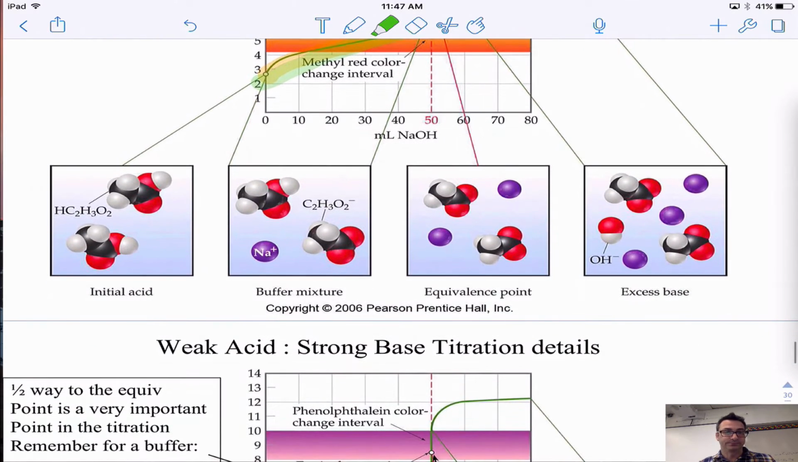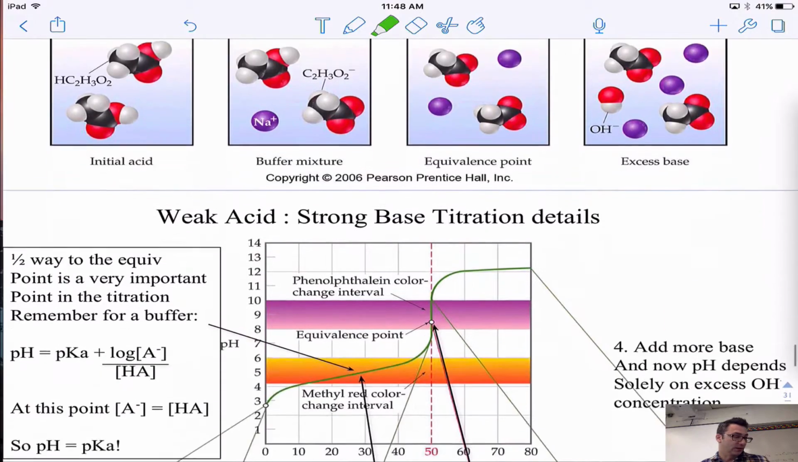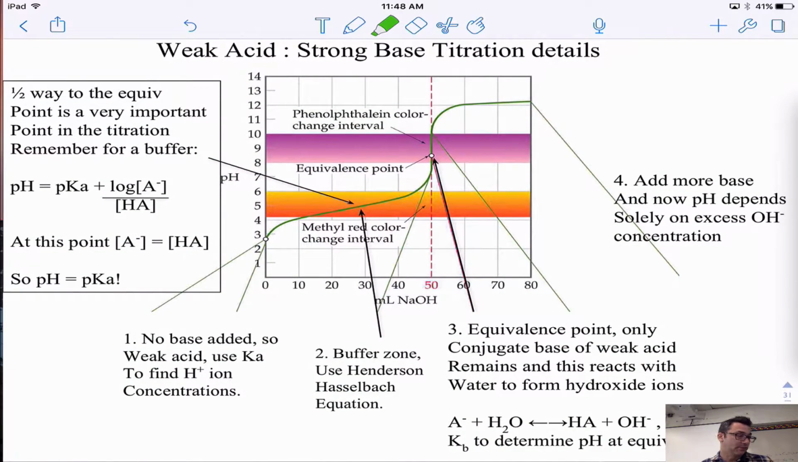Okay, so let's go through and look at this in detail. Our first point that we're usually asked about is point number 1 over here. At this point, no base has been added, and so we have a weak acid. And this is just a regular weak acid problem where you have to use the Ka to find the H plus or the pH.